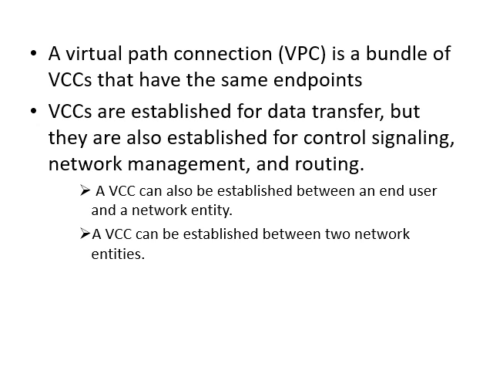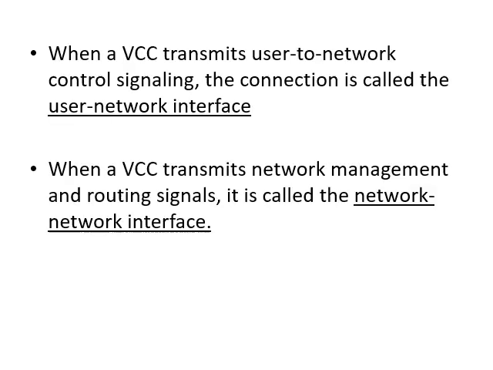VCCs are established for data transfer, but they are also established for control signaling, network management, and routing. Now, a VCC can also be established between an end user and a network entity. VCCs can also be established between two network entities, not only between network entities and end users. When a VCC is established between user and network, the connection is called user network interface. When it's established between two networks, it's called network interface.